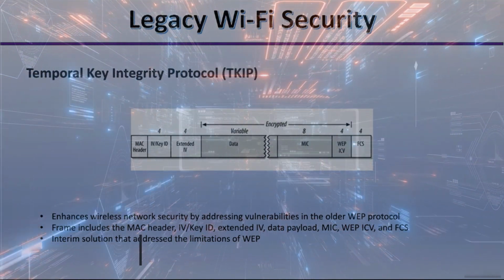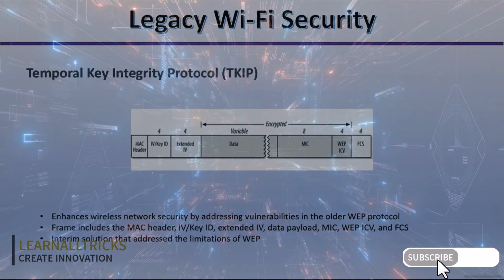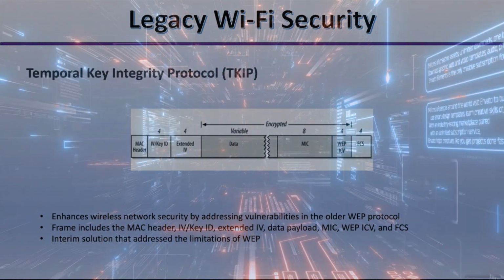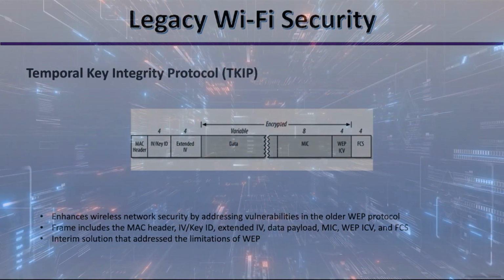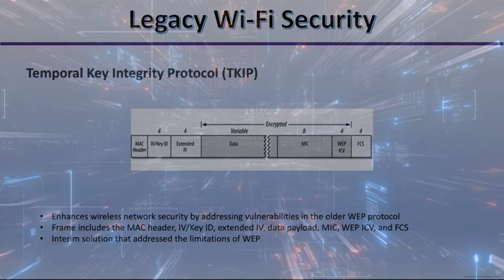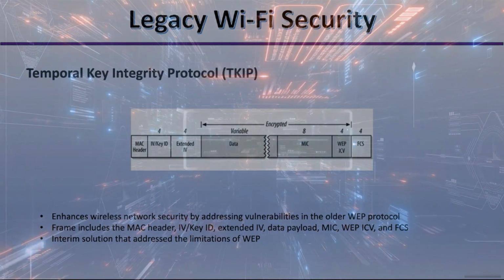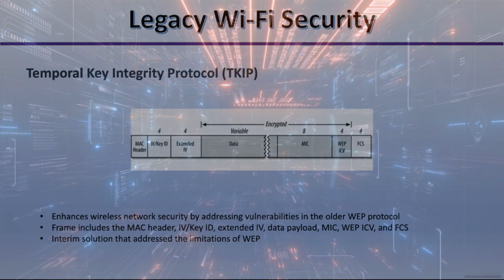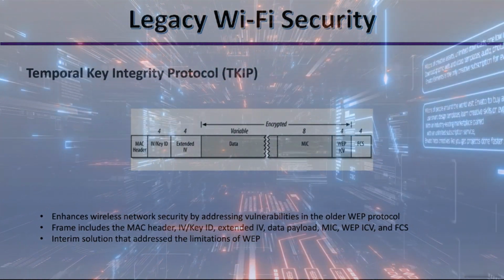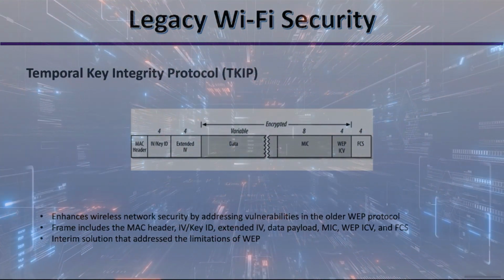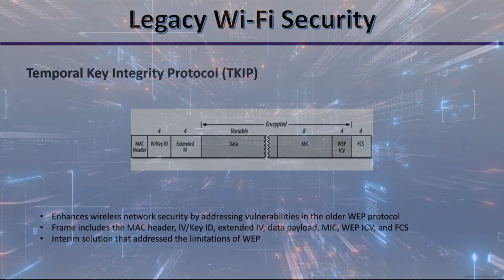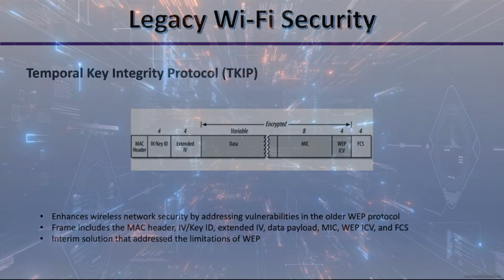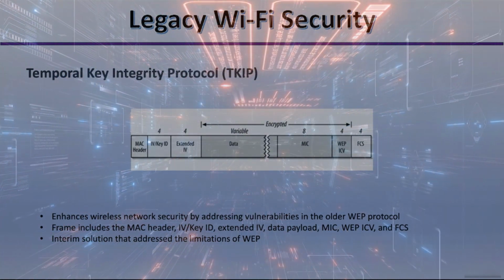Following the MAC header, the frame includes the IV, which is the initialization vector, and the key ID, which are used to generate encryption keys for data protection. The extended IV is an additional component introduced in TKIP to increase the security level. It helps prevent replay attacks by ensuring that the IV values used in encryption are unique for each frame. The data section of the frame carries the actual payload, which can be user data, control messages, or management information.